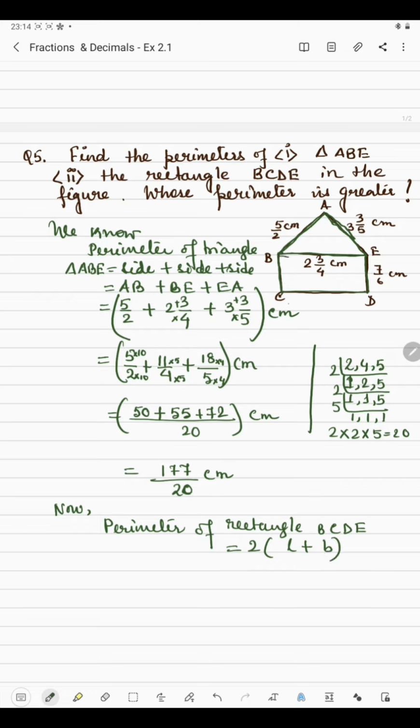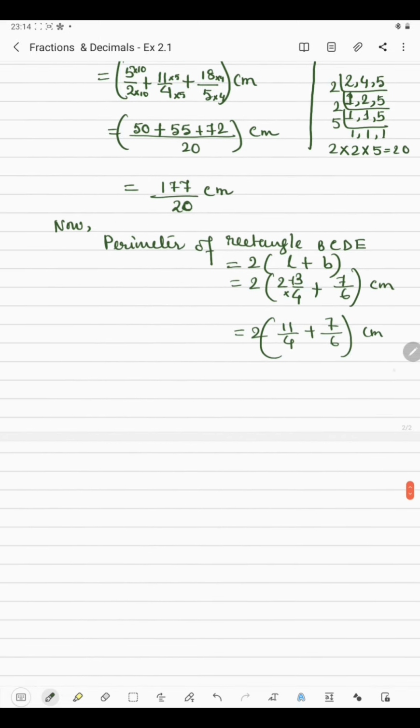So here this is the length. So length is 2 3 by 4 and breadth, this is the breadth. So this is 7 by 6. Okay, now we will convert it into improper. So 4 2s are 8, 8 plus 3 11 by 4 plus 7 by 6. So we will find the LCM of 4 and 6 now. So what will be the LCM of 4 and 6?